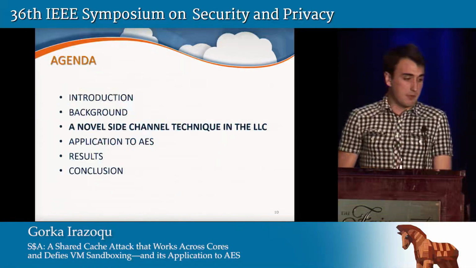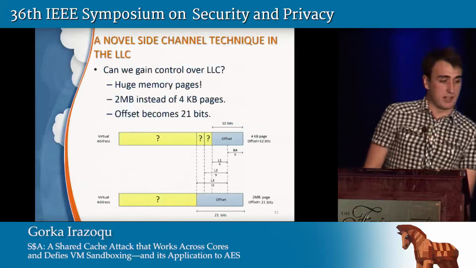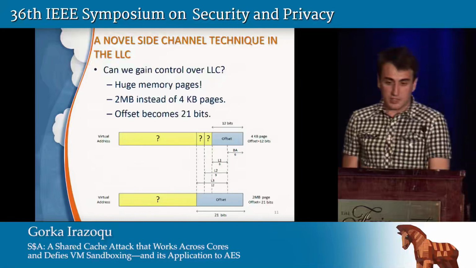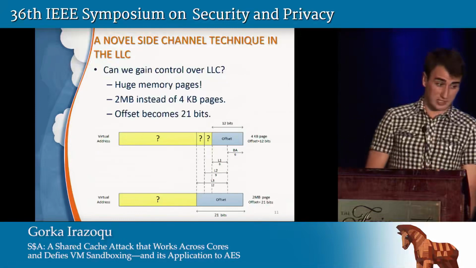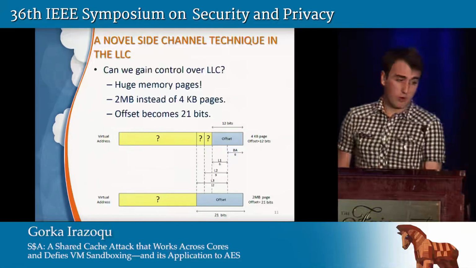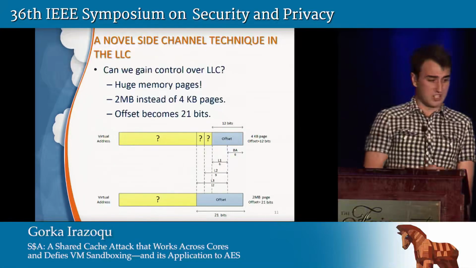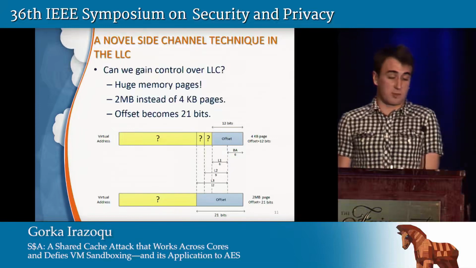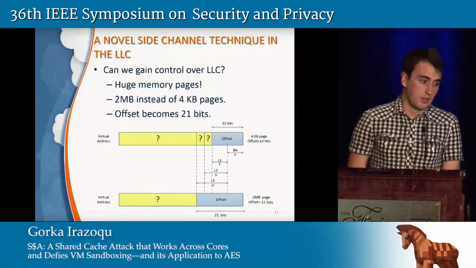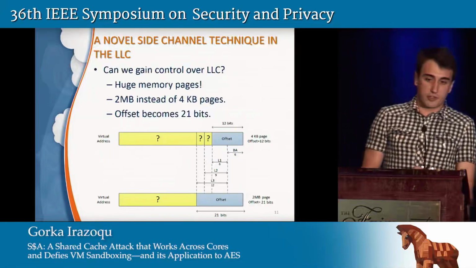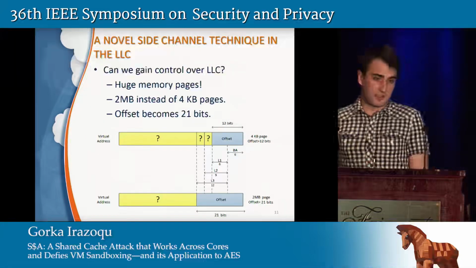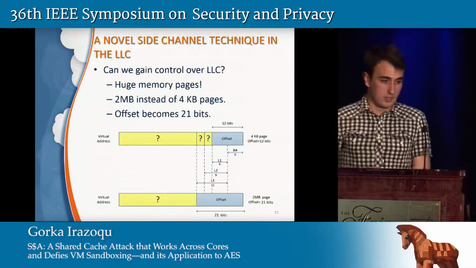With this background, let's explain how the new side channel attack works. Basically, we want to make the offset bigger so that we can address the last level cache, so that we can control the last level cache. So how can we do this? Well, we can allocate huge memory pages, which is enabled in most hypervisors from the guest VM. Huge memory pages, instead of 4 kilobytes, are of a size of 2 megabytes. This means that the offset, instead of 12 bits, becomes 21 bits. Well, this is much better.